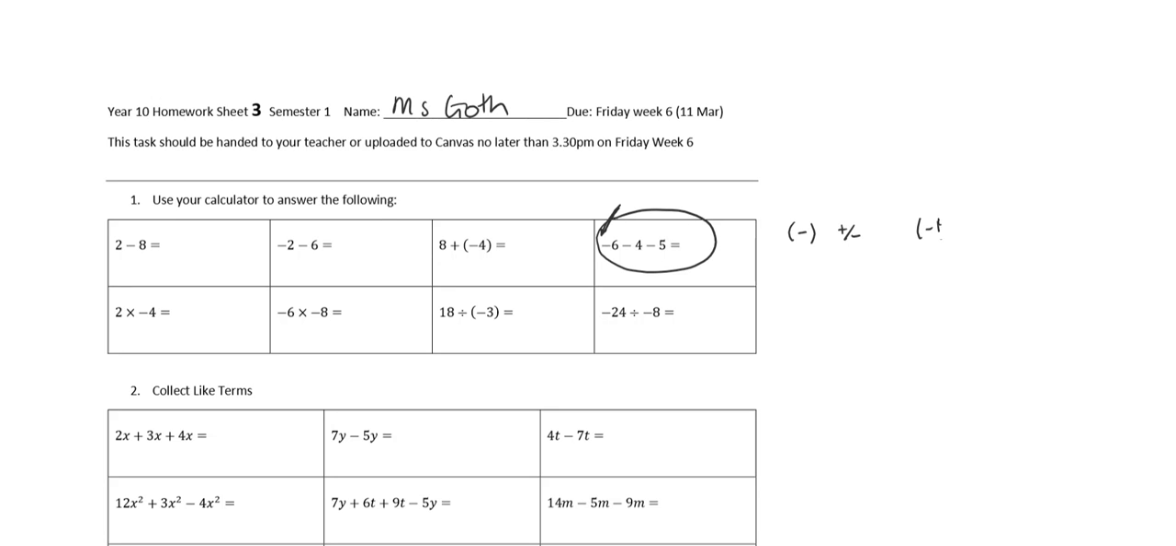You'll type the negative button 6 and then take away 4, take away 5 equals, and the answer you should get here is negative 15. So if your calculator does not give you the answer of negative 15, keep trying until you get the correct answer. In a question like this, where you've got a negative number divided by a negative number, you should be expecting a positive number. And similarly, in a question like this, if you've got a positive number divided by a negative number, you should be expecting your answer to be negative.